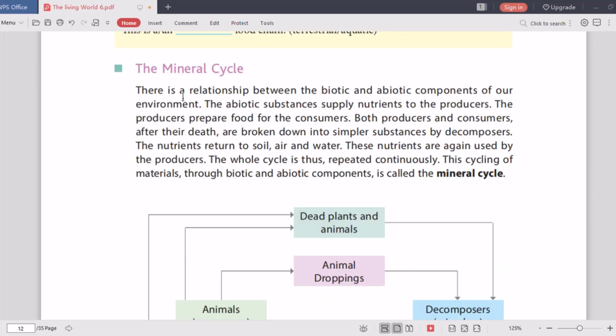So here the mineral cycle. There is a relationship between the biotic and abiotic components of our environment. The abiotic substances supply nutrition to the producer. The producer prepares food for the consumer. Both producer and consumer after their death are broken down into simple substances by decomposers. The nutrition returns to soil, air and water. These nutrients are again used by producers. The whole cycle is thus repeated continuously. The cycle of materials through biotic and abiotic components is called the mineral cycle.